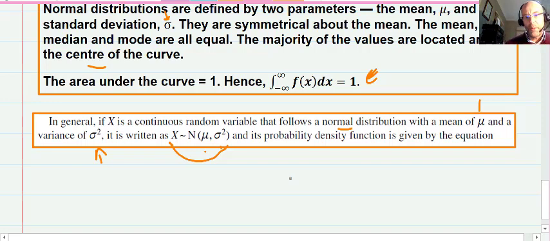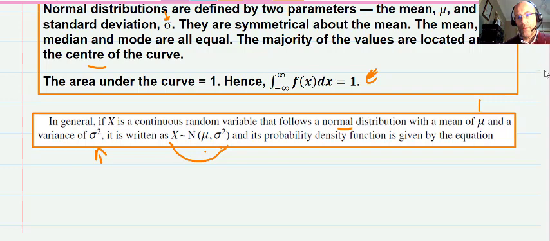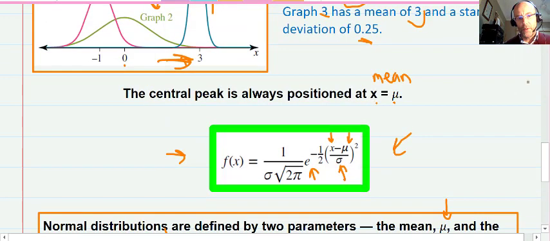The probability density function will be given by that equation we just saw, that one there. So more about that and a less rough guide next time.